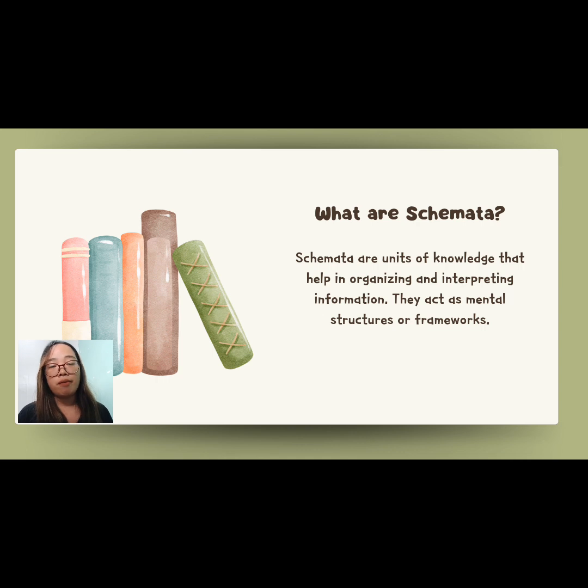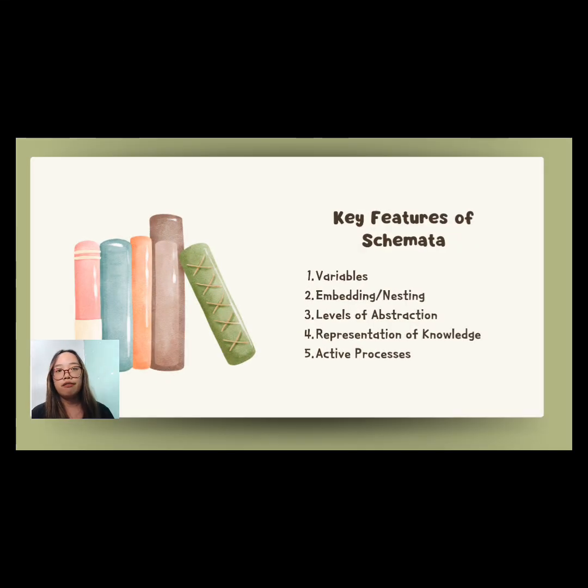There are schemata representing our knowledge about all concepts, objects, situations, events, sequences of events and actions. There are five key features of schemata. First, variables. Second, embedding or nesting. Third, levels of abstraction. Fourth, the representation of knowledge. And the last is the active processes.